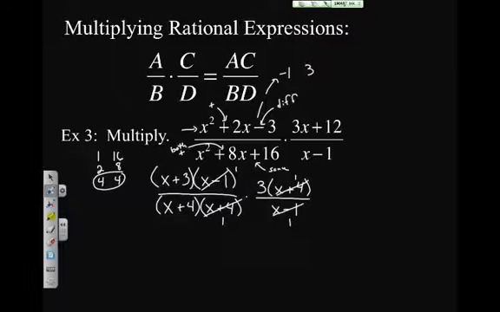It's important to remember when you cancel these, they have to be identical. So you couldn't cancel an x minus 1 with an x plus 1. You can't cancel this x plus 3 with x plus 4. It has to be identical. It has to be totally exactly the same. So when we're all done and we write this out, we've got 3 times x plus 3 on the top, and on the bottom we just have x plus 4.